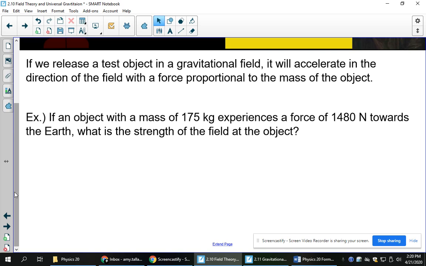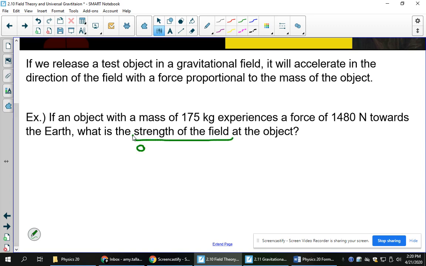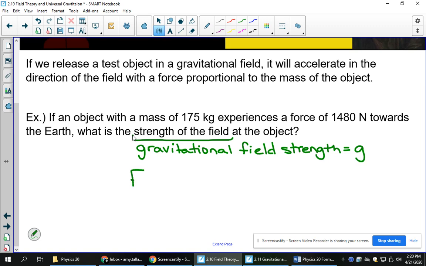What is the strength of the field at that object? So this is saying strength of the field. This is saying gravitational field strength, which is on your formula sheet. It's g. That's what we're looking for. So here's my formula.